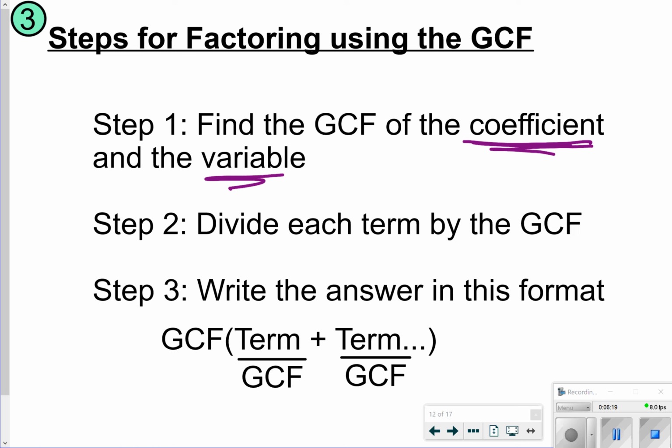Then step 2, you're going to divide each term by the GCF of the coefficient and variable. And then step 3 would just be writing your answer after you divided. So your GCF would be on the outside of the parentheses, and whatever your term was divided by the GCF, and then continuing on. You might have more than 2 terms, and we're going to see that here in just a moment. Let's go ahead and take time now to pause for number 3 so you can write these steps on your own, and then click play so you can try some questions on your own.